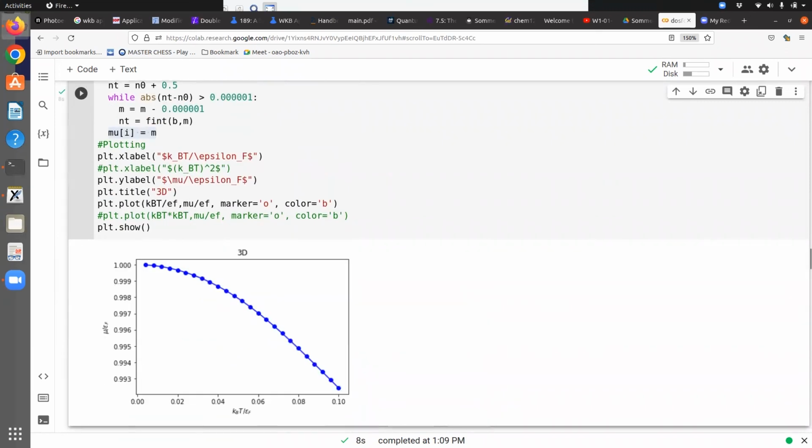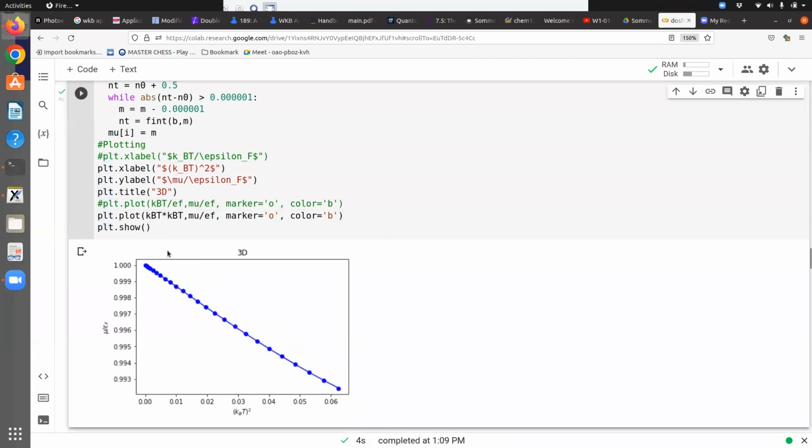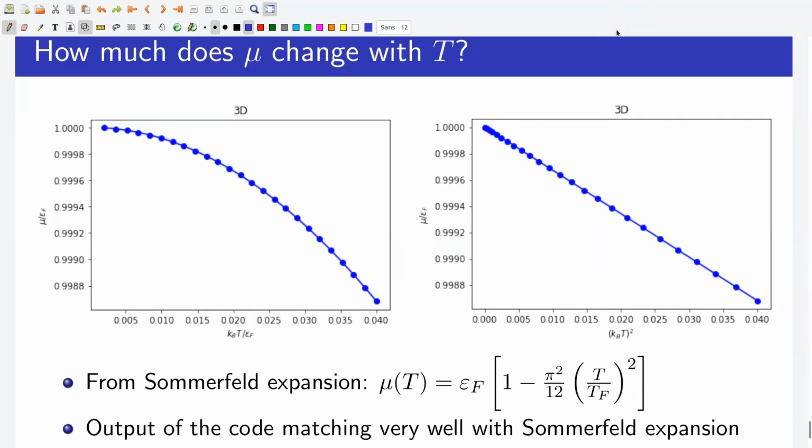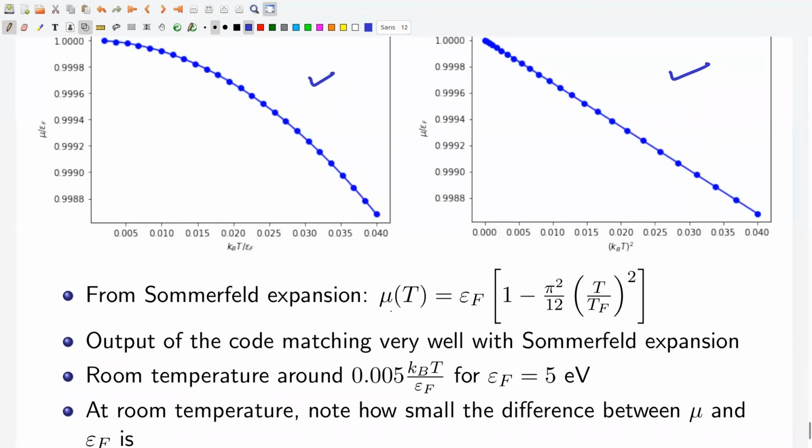This is how mu varies as a function of kBT. We can even plot it as a function of kBT square. So let us do that. Previously we were plotting mu as a function of kBT. Now we plot it as a function of kBT square, and this is how the plot looks. Thus, we get a curve if we plot mu as a function of kBT. Further, by plotting mu as a function of kBT square, we get a straight line which confirms that mu decreases quadratically with increasing temperature. The outcome is the same as obtained from the Sommerfeld expansion.